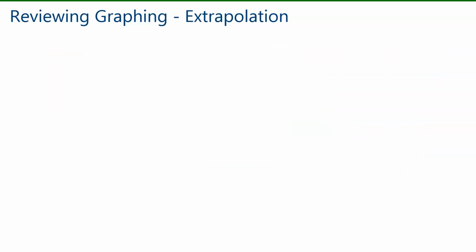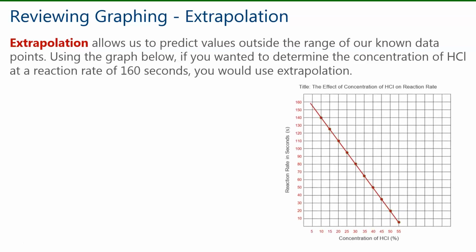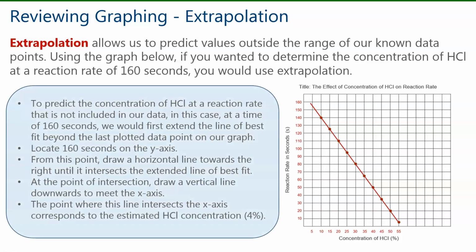Next, let's look at extrapolation. Extrapolation allows us to predict values outside the range of our known data points. Using the graph below, if you wanted to determine the concentration of hydrochloric acid at a reaction rate of 160 seconds, you would use extrapolation. To predict the concentration of hydrochloric acid at a time that is not included in our data, in this case, at a time of 160 seconds, we would first extend the line of best fit beyond the last plotted data point on our graph, like so.